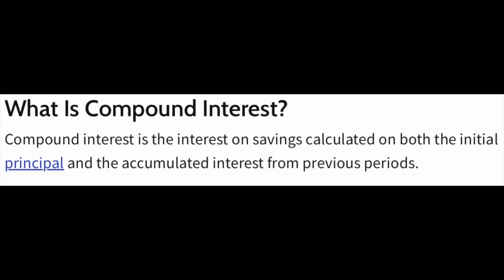So what is compound interest? Compound interest is simply interest on top of interest, or put more factually, compound interest is interest on savings calculated on both the initial principal and the accumulated interest from previous periods. As I said before, compound interest is simply interest on top of interest.